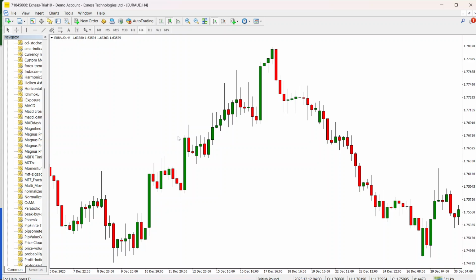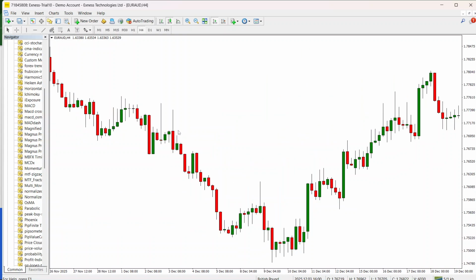Hello traders. In this video, we're looking at the centered moving average CMA indicator for MT4. This is a smoothing tool designed to reduce chart noise and reveal the underlying trend and market cycles more clearly than a standard moving average.